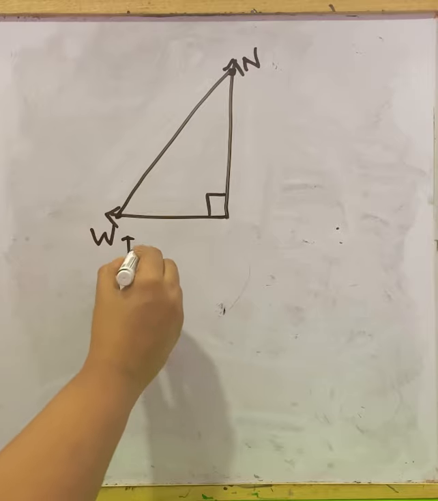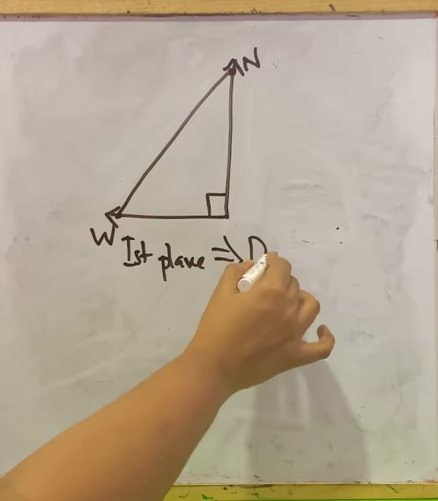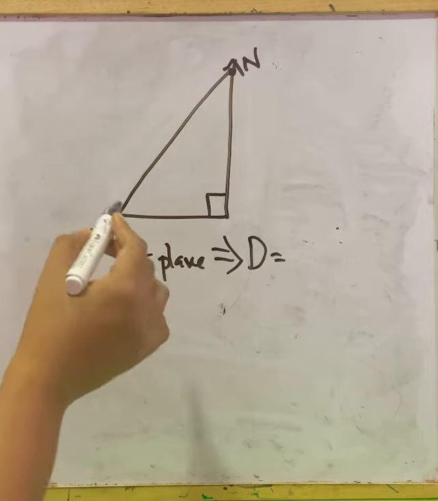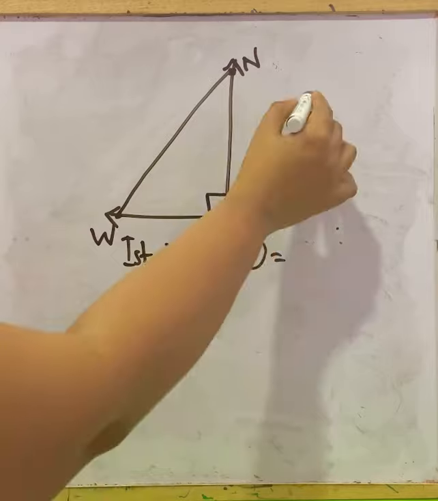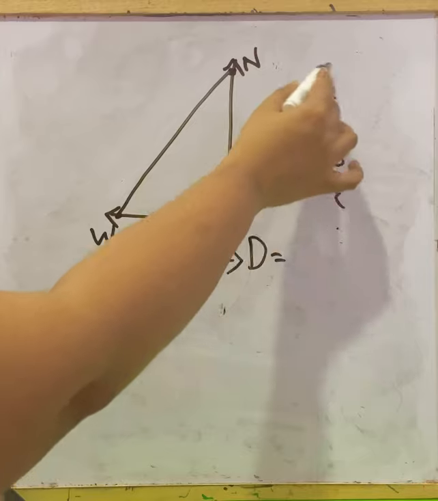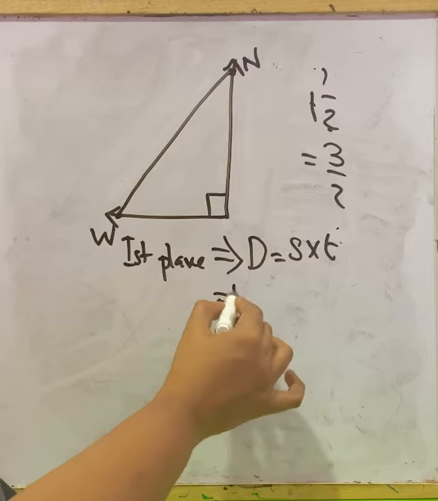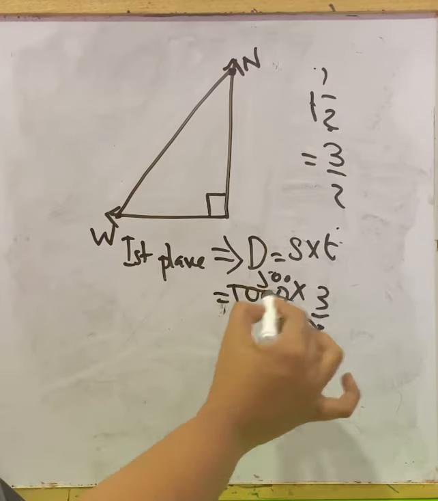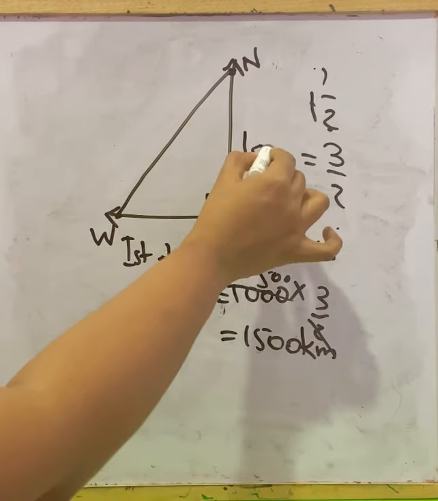For the first plane, which is towards the north side, the formula for finding distance is speed into time. Here we know speed is 1000 km per hour and time is 1.5 hours. First we will convert 1.5 to an improper fraction, that is 3 by 2. One 2 is 2, 2 plus 1, 3 by 2. So speed 1000 into time 3 by 2 is 500 into 3, 1500 is the distance. So in kilometers, it is 1500.